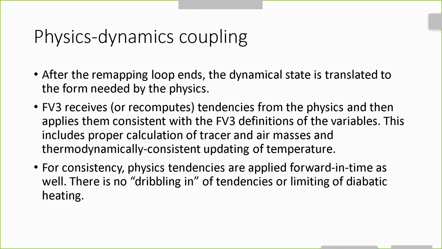We send our state out to the physics and it goes off and does its thing, and then it returns a bunch of tendencies. It either returns the tendencies or it returns updated fields, which are then converted into tendencies. Then we have a separate routine, an API, that applies them into our dynamical fields in a manner consistent with the definition of the variable, in particular our definition of air mass in the tracer.